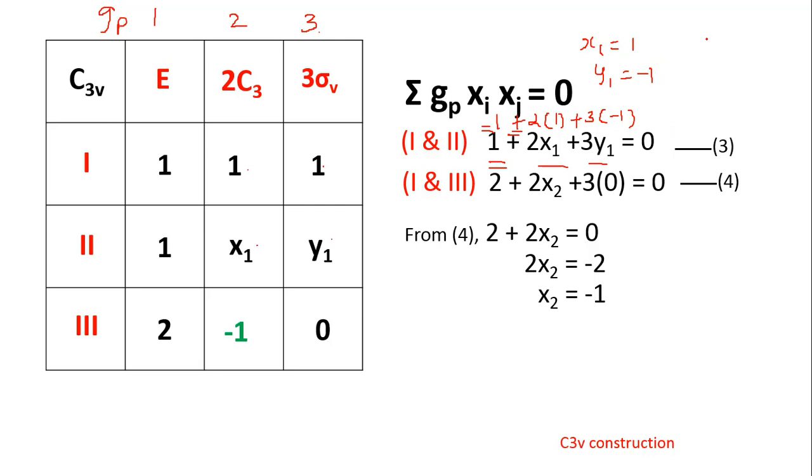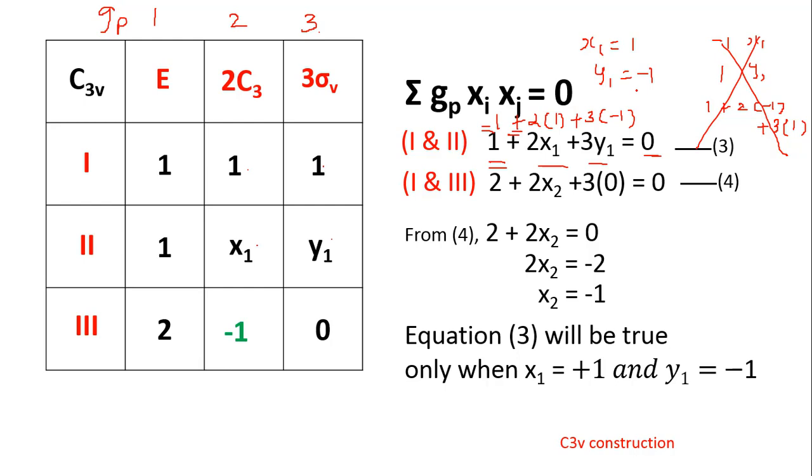If it is the other way around, if x1 is minus 1 and y1 is plus 1, this will not be true, because now this will become 1 plus 2 into minus 1 plus 3 into plus 1. This will be 3 plus 1, 4 minus 2, 2 and not 0. So this is wrong. So x1 should be plus 1 and y1 should be minus 1. Only then this will be 0. Now all the numbers are filled up.